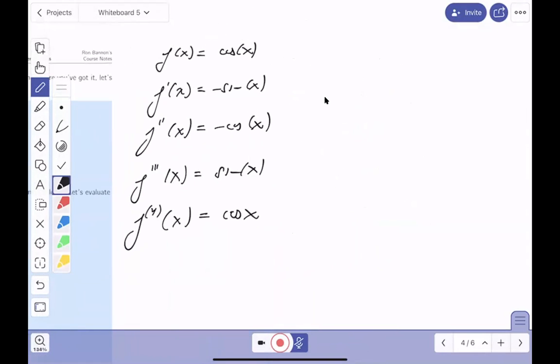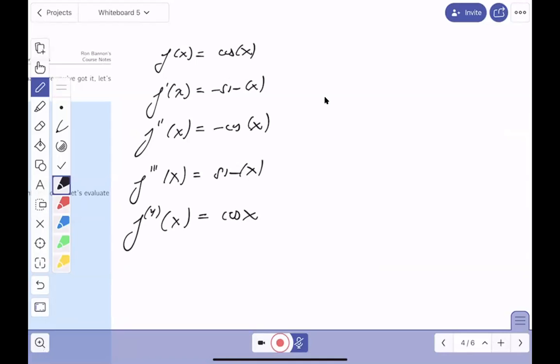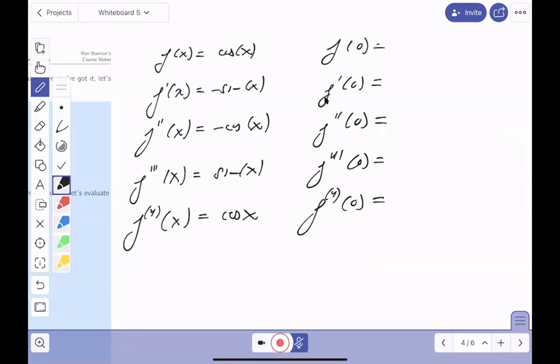And like we say, the wheels on the bus go round and round. What are we going to do? Center it at 0 because it's easy and convenient. You could center it at other numbers, but f of 0, f prime of 0, f double prime of 0, f triple prime of 0, and f4 of 0. And these are really easy to write down. 1, 0, minus 1, 0, and 1. And again, the wheels on the bus go round. It's going to be 1, 0, minus 1, 0, 1, 0, minus 1, 0, 1. You get the idea. So let's write this down. So f of x, again, is cosine of x.